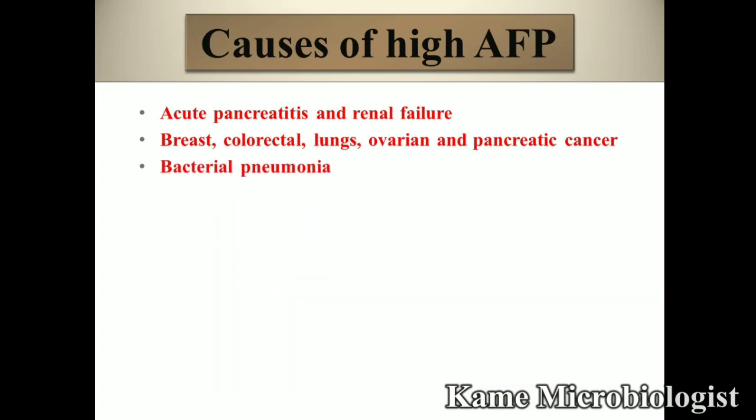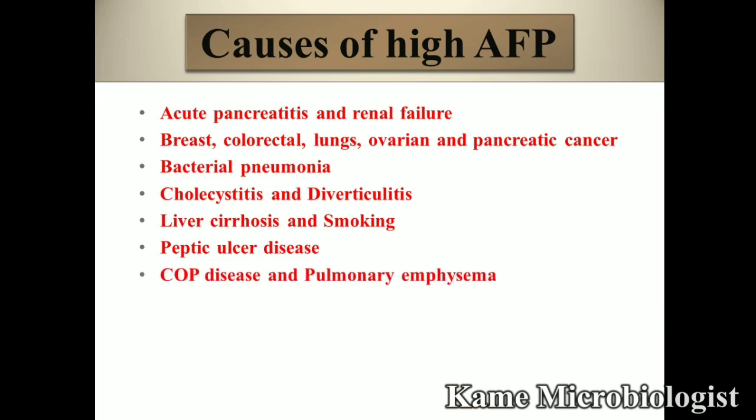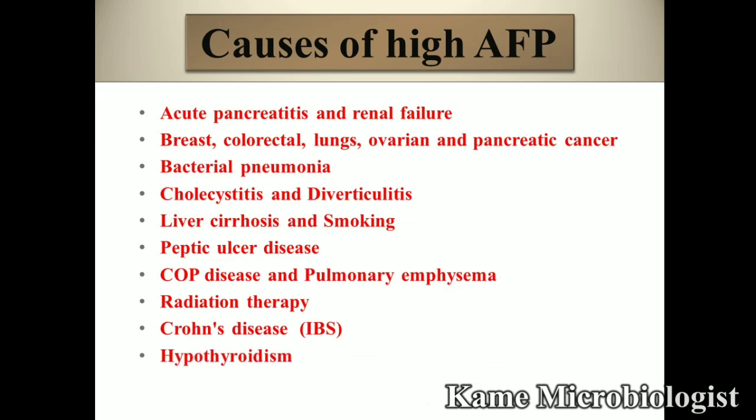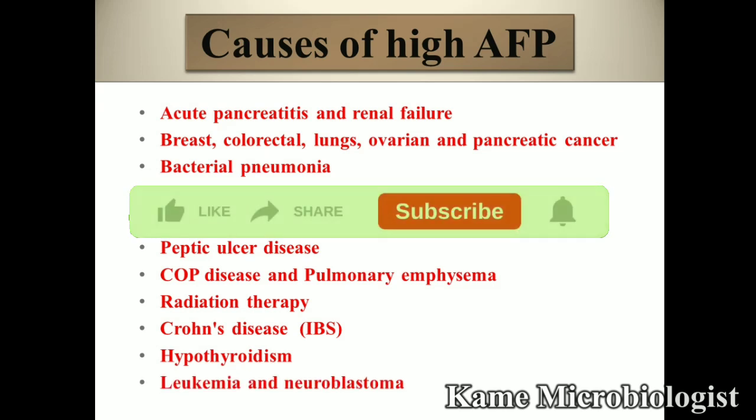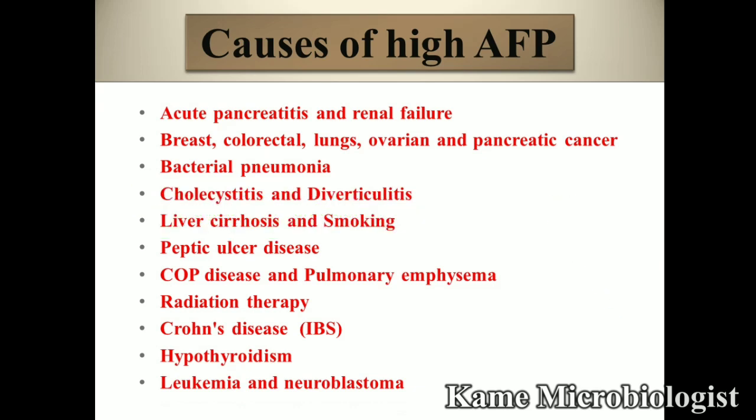In case of bacterial pneumonia, cholecystitis, diverticulitis, liver cirrhosis, smoking, peptic ulcer disease, chronic obstructive pulmonary disease and pulmonary emphysema, radiation therapy, Crohn's disease like irritable bowel syndrome, hypothyroidism, leukemia and neuroblastoma. So these are the main causes through which the CEA level increases in the blood.